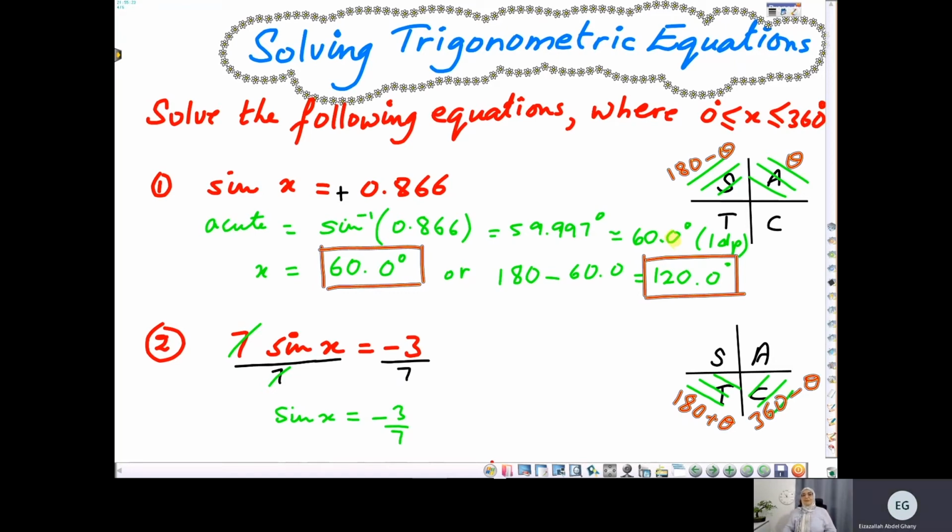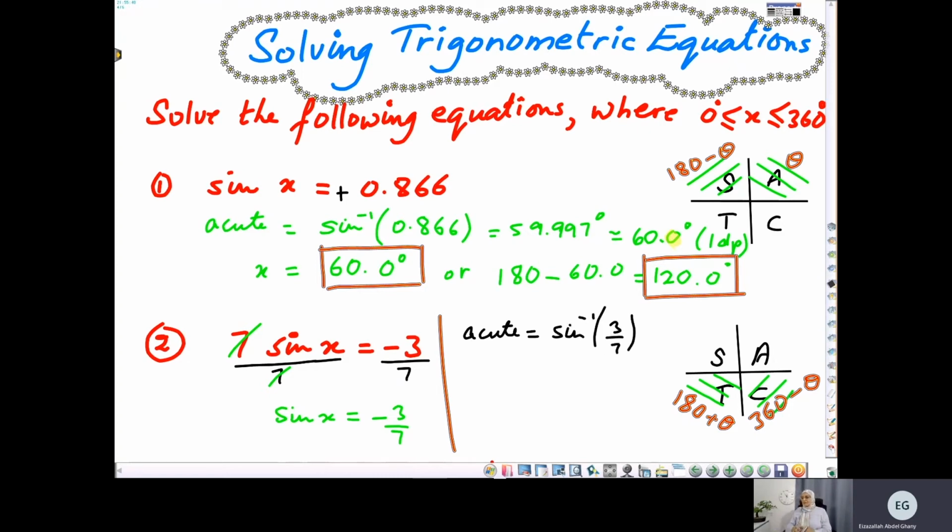So we need to find the acute angle. Ignore the negative sign temporarily. All of you say it. Ignore the negative sign temporarily. To find the acute angle, it is the angle whose sine is 3 over 7, so take sine inverse of 3 over 7.